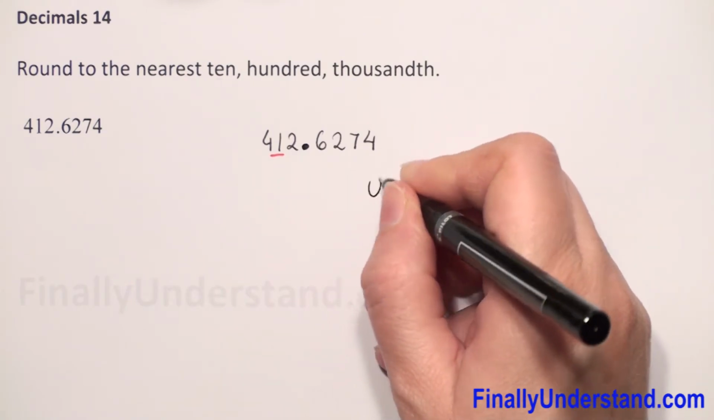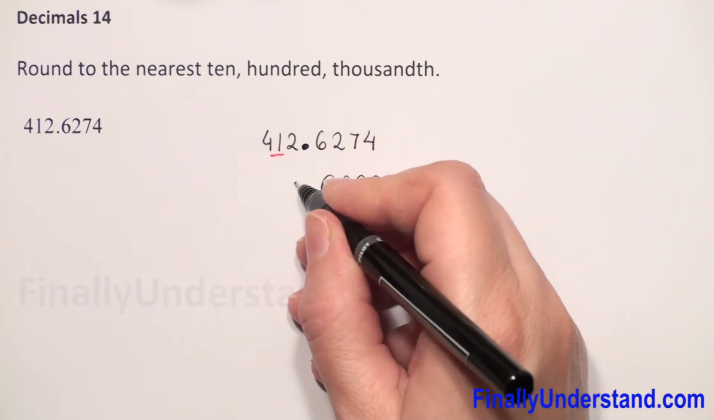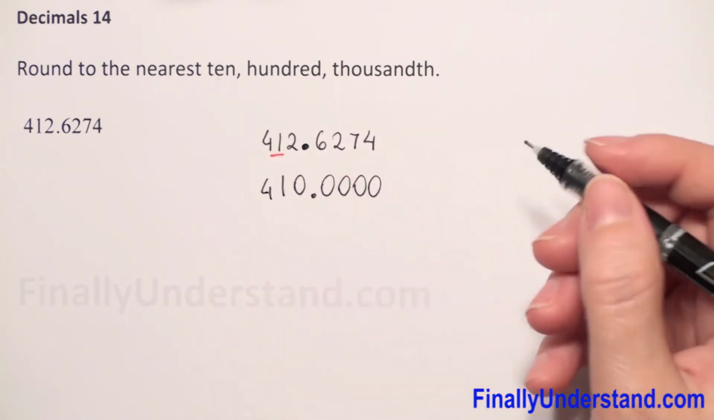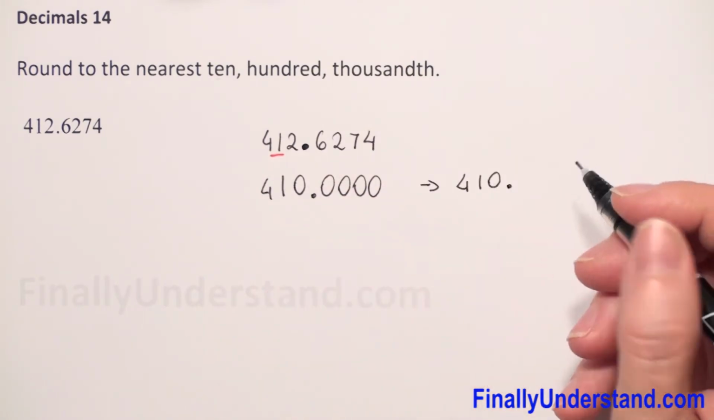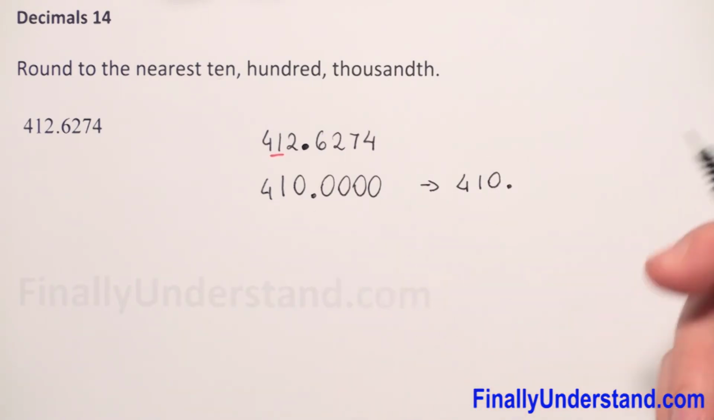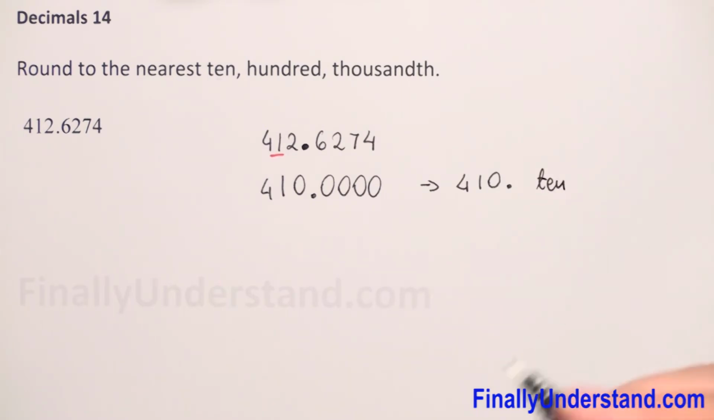So 4 will be 0, 7, 2, 6, decimal point we copy, 2 will be 0, 1 we copy, and 4 we copy. So what do we get? 410. And we can write the decimal point. We don't need the zeros after the decimal point because they don't change the value of our number. This was rounding to the nearest 10.